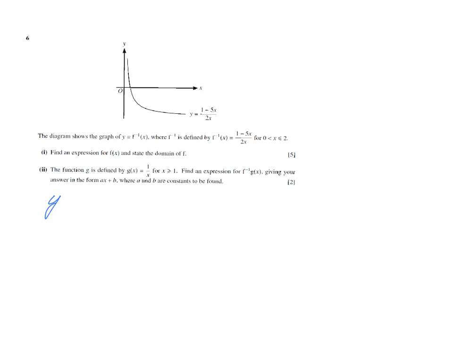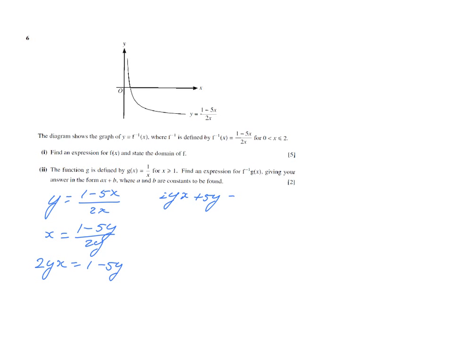So if y equals 1 minus 5x over 2x, for the inverse of the inverse, you swap x and y. It's going to say x equals 1 minus 5y over 2y. So we've swapped x and y, and now we're going to make y the subject of this equation. So we will multiply both sides by 2y. So I have 2yx equals 1 minus 5y. I move the minus 5y to the left, so it says 2yx plus 5y equals 1.